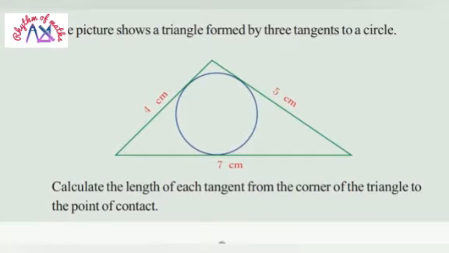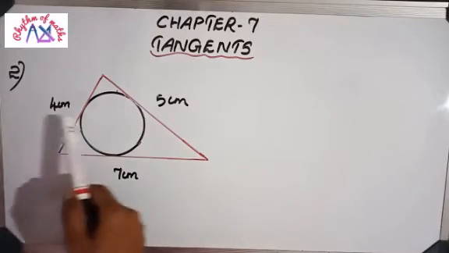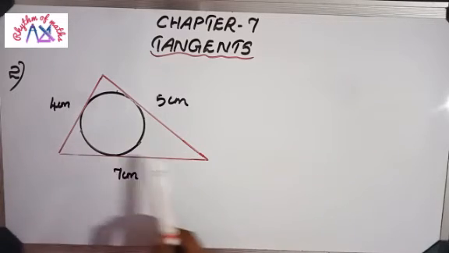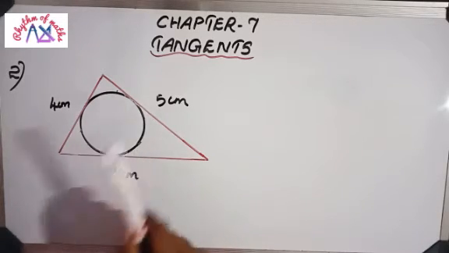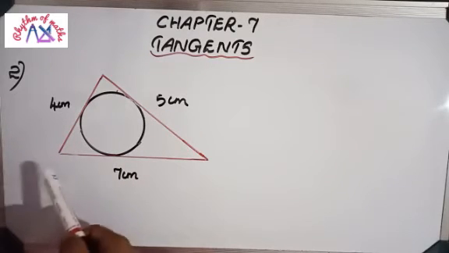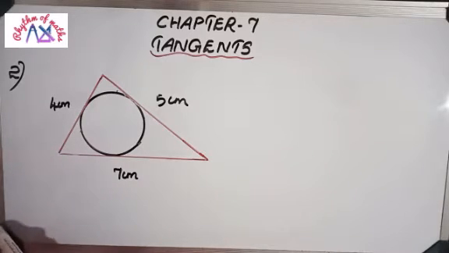Next is question number 2. The picture shows a triangle formed by 3 tangents to a circle. Calculate the length of each tangent from the corner of the triangle to the point of contact. In this question we have a triangle formed by 3 tangents to the circle. All the 3 sides of this triangle are tangents. And the question is to calculate the length of the tangents from the corner of the triangle to the point of contact.